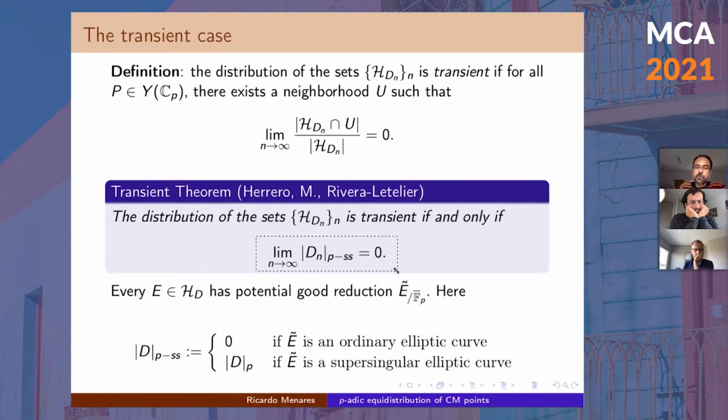So there are two ways that the limit of the p-supersingular discriminant can go to 0. One possibility is that along your sequence, everyone has ordinary reduction. In that case, this symbol is 0 all the time. The other possibility is that all your elliptic curves have supersingular reduction, but the exponent of p in the discriminant grows to infinity. So those are exactly the two situations where you should expect a transient behavior.